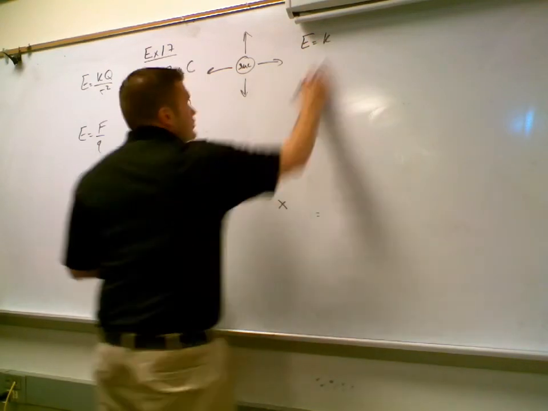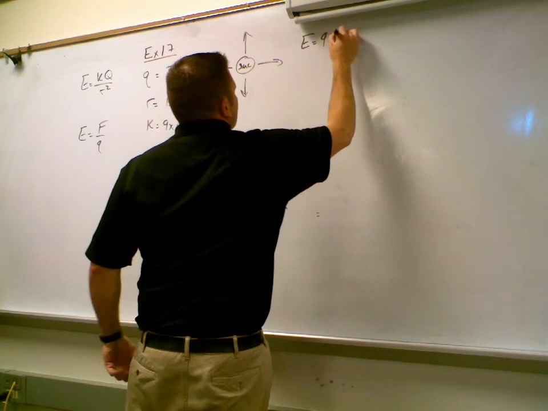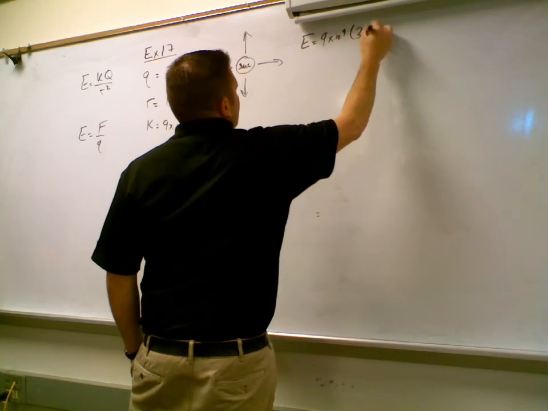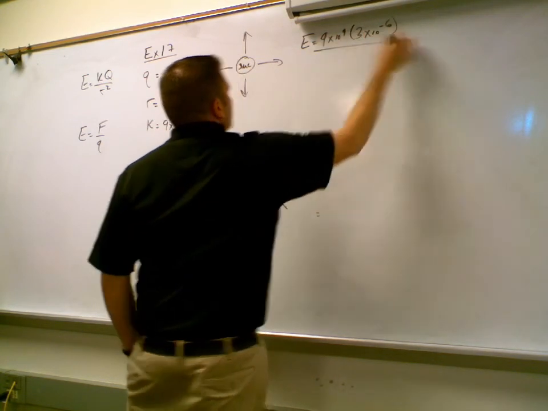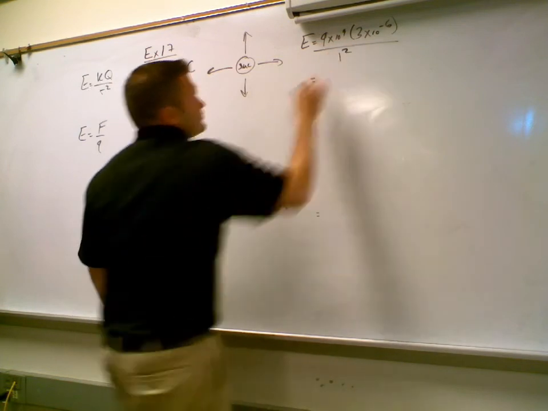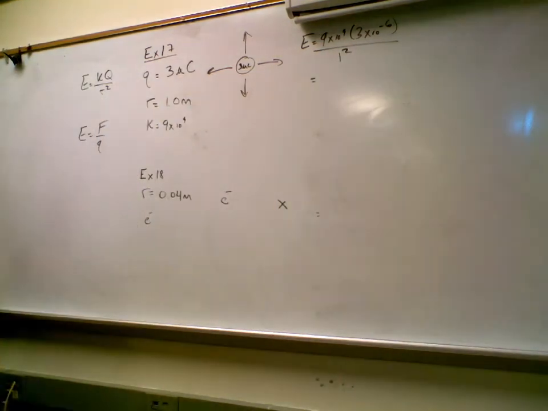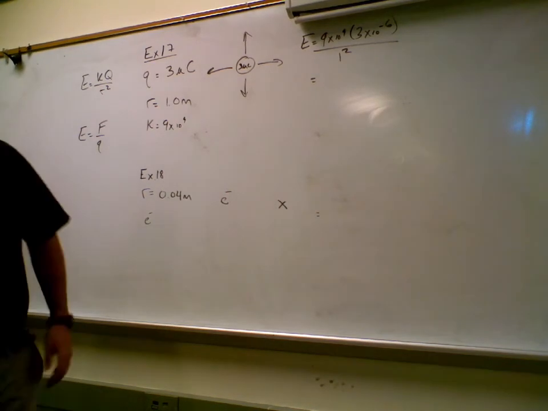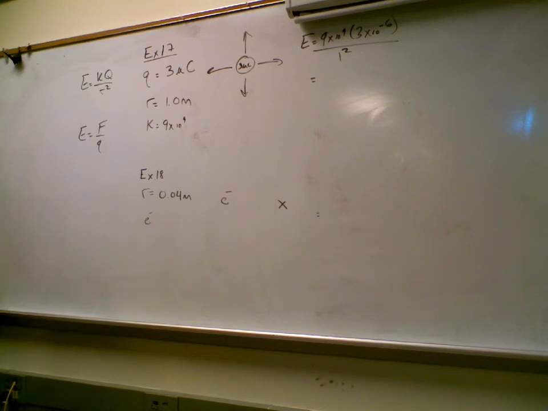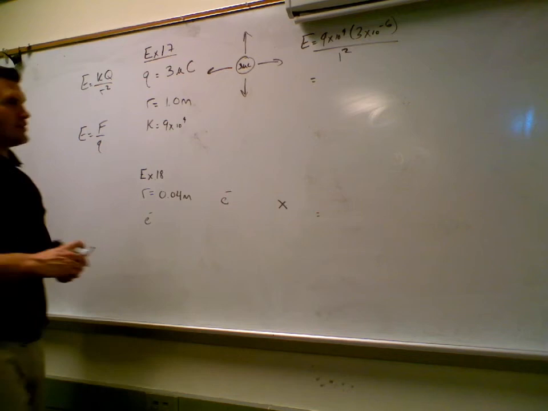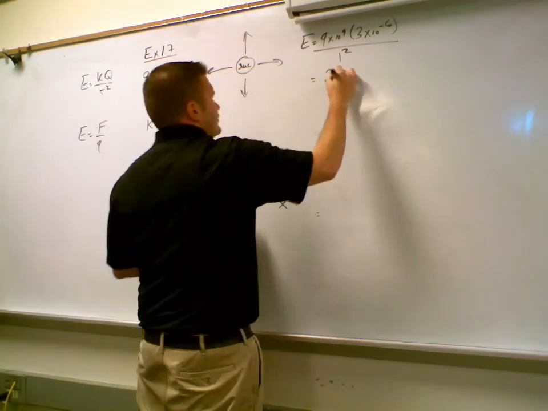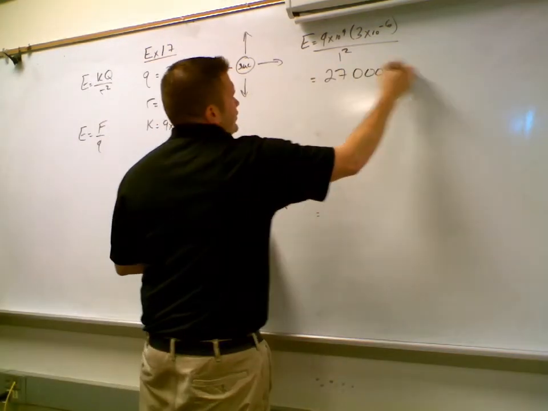k is 9 times 10 to the 9, times 3 times 10 to the negative 6 because microcoulombs, all over 1 squared. Right? So what does that make? 27,000? I was right. Nice job. You are right, Derek. 27,000 newtons per coulomb.